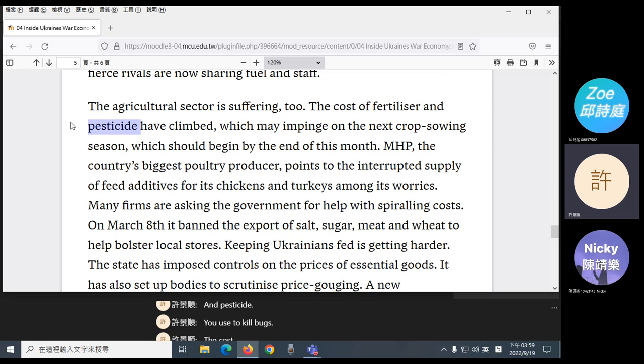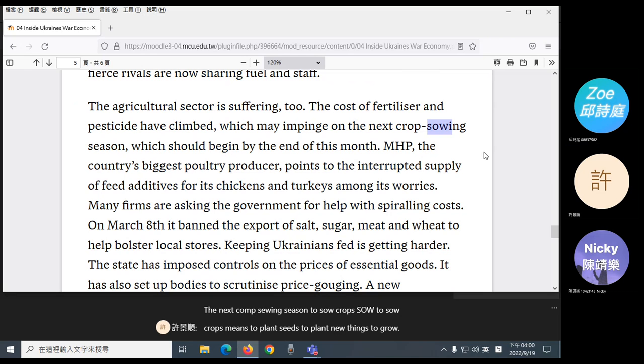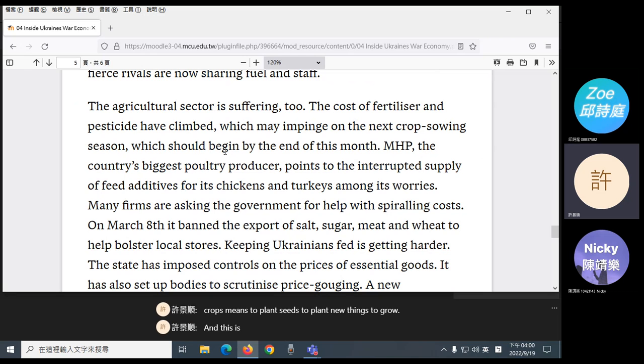The cost of both of these have gone up, probably because the price of oil at the time was very high. You need oil to make fertilizer and pesticide. So the cost of these two have gone up, which may impinge on, which means may impact, the next crop sowing season. To sow crops, S-O-W, to sow crops means to plant seeds, to plant new things to grow. And this is a problem because they need this by the end of the month. There's a deadline.